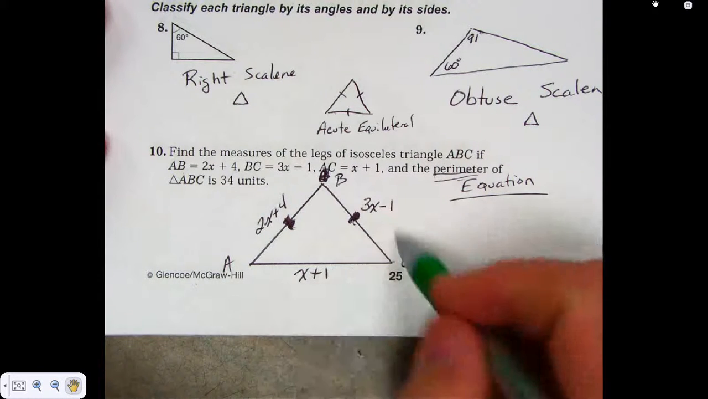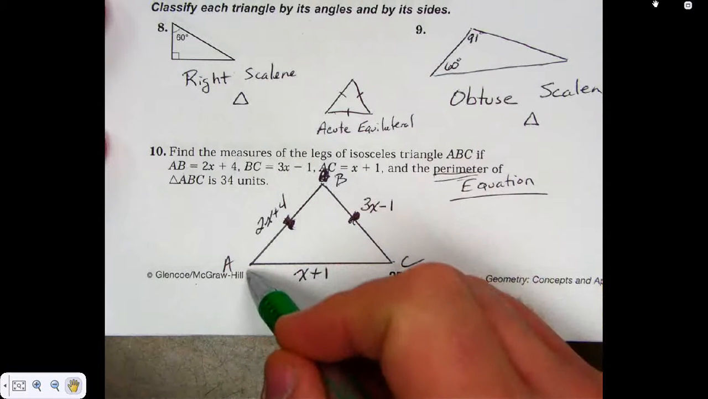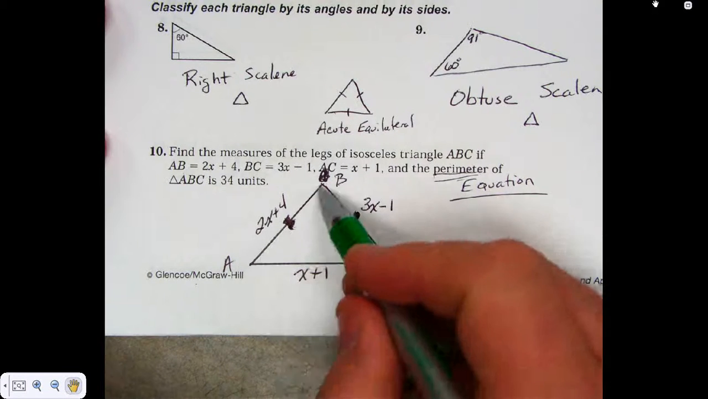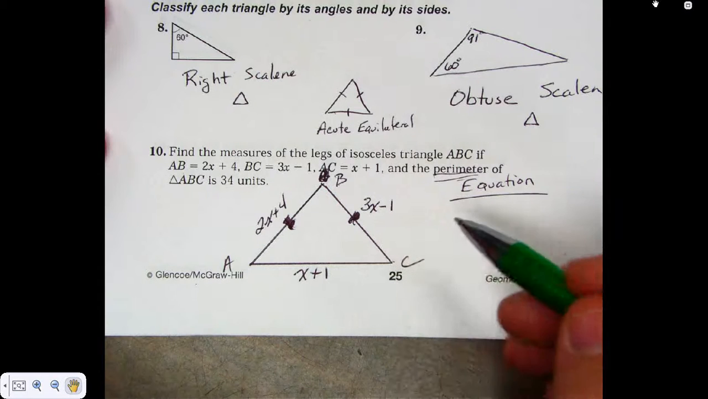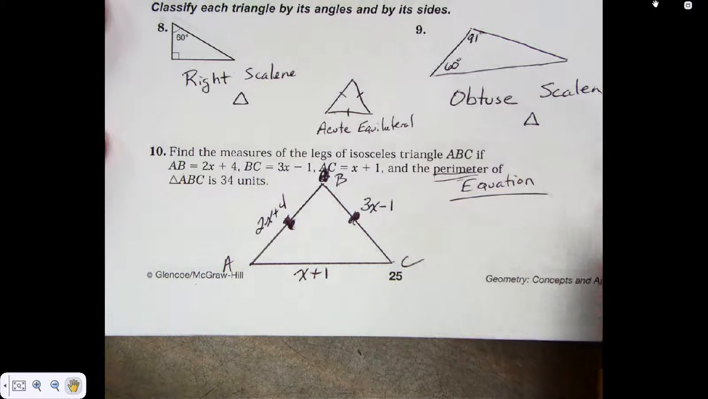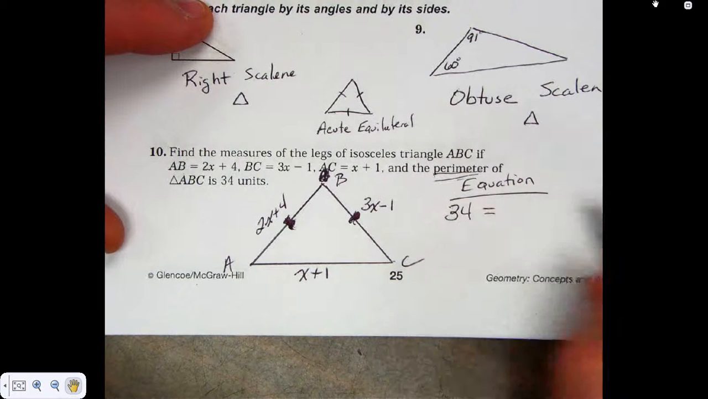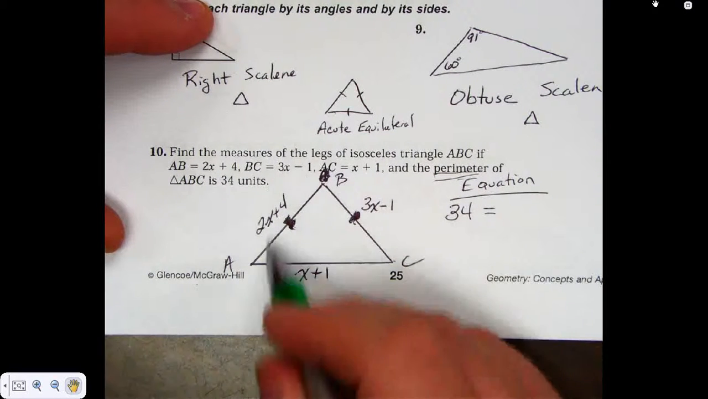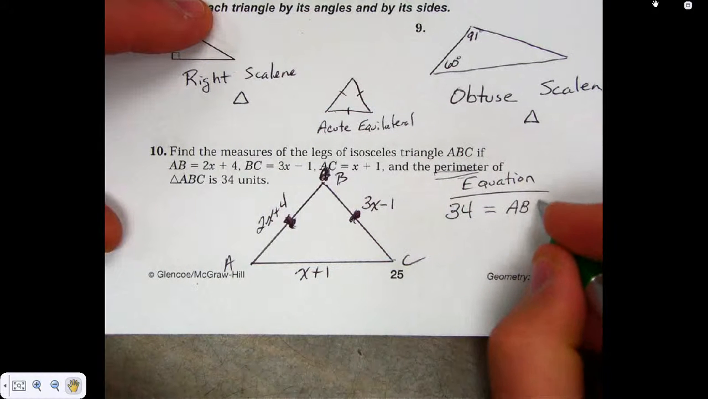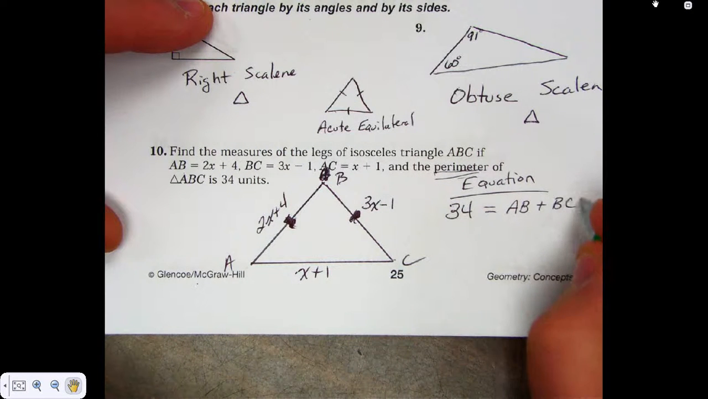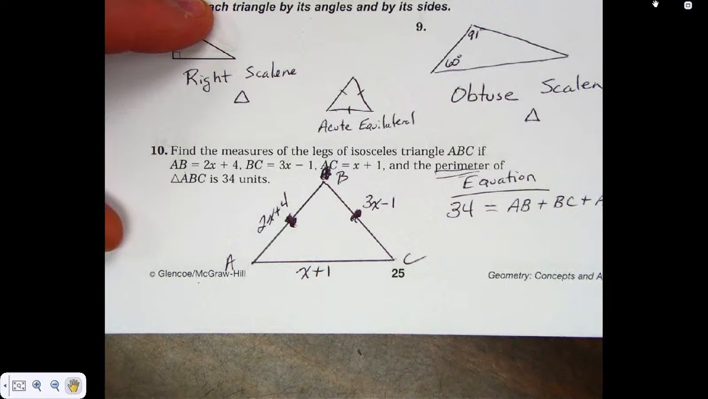Now, remember, you guys remember what perimeter is? It's simply around, if you were to walk from A to B to C back to A, however far you walk, that's the perimeter. So whatever this distance is plus whatever that distance is plus whatever that distance is gives me my perimeter, correct? So if my perimeter is 34, that's equal to all these sides added up together, isn't it? A to B plus B to C plus A to C. That's my perimeter, isn't it?